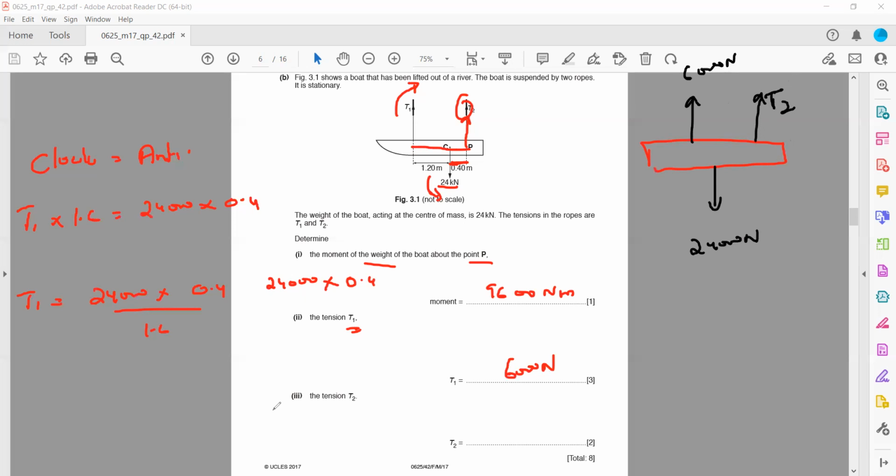The upward force must equal the downward force, as it is in equilibrium or balance. So we can say 6,000 plus T2 equals 24,000. The 6,000 moves to the other side, so it's 24,000 minus 6,000, which is equal to 18,000 Newton. So to solve this part, we use the clockwise moment equal to the anti-clockwise moment. And to solve the tension part, we use that there's no resultant force, or upward force equals the downward force.